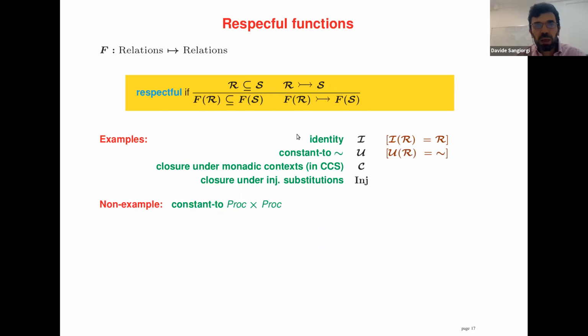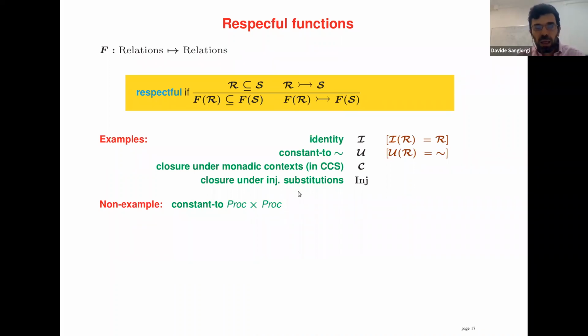So what is a respectful function? This is the definition in yellow. The important thing is the part on the right. If a relation R progresses to relation S, then F of R progresses to F of S. So respectfulness is essentially a property about progression preservation.